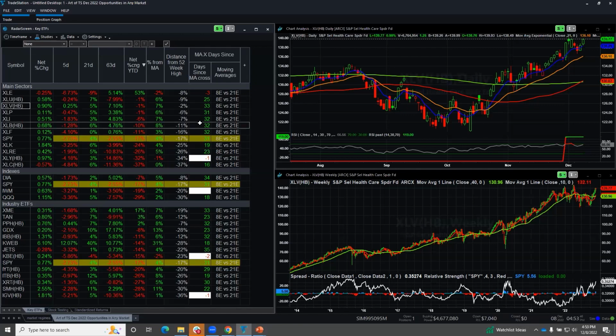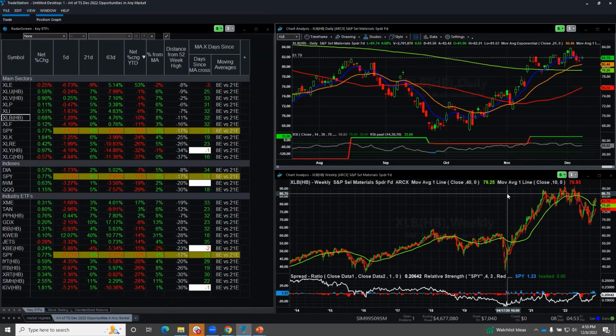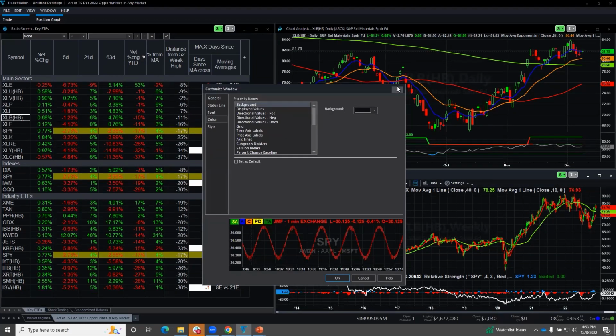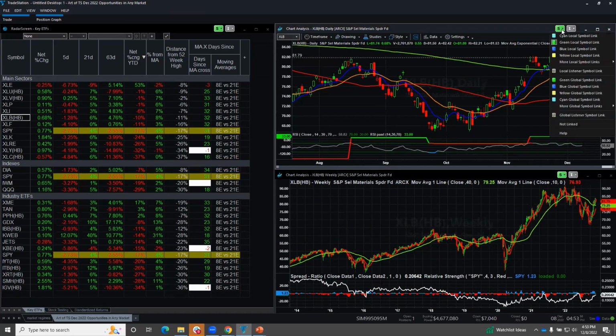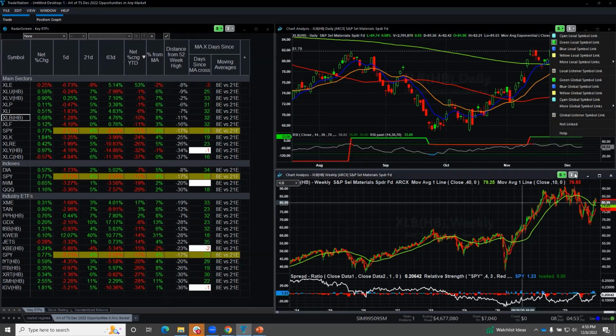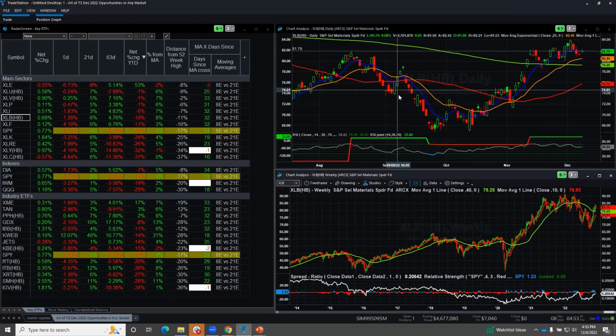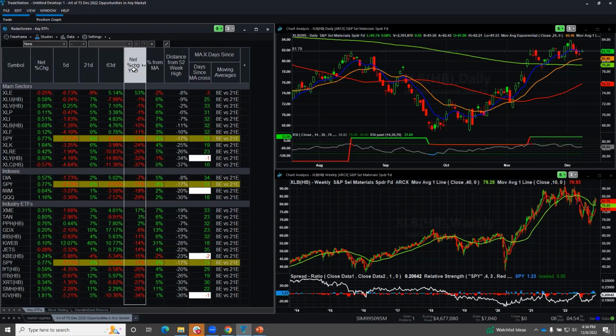Now, just if you don't know this, if I click on something here, it pops up in these because I have symbol linking enabled. Just so you know that you can change these colors. And in this case, they're all set to green. All right. So the first thing is comparing different time frames.